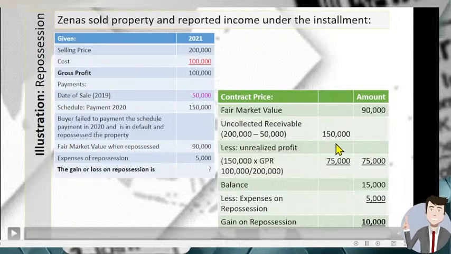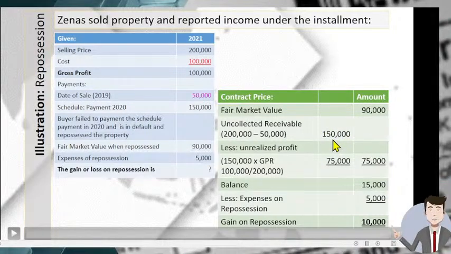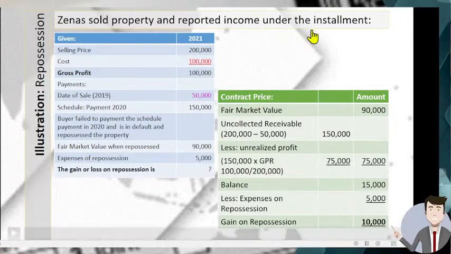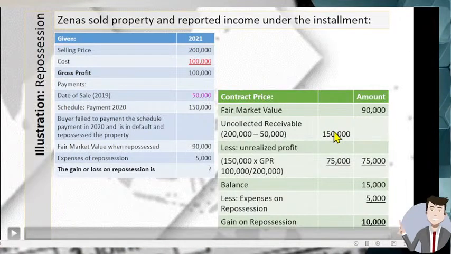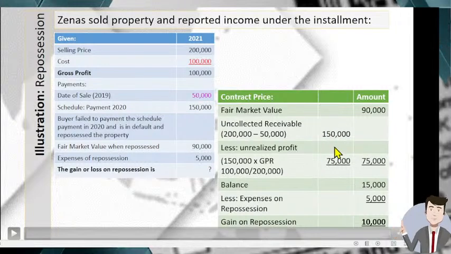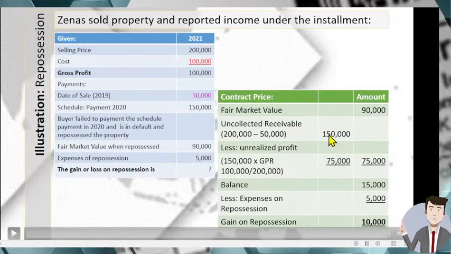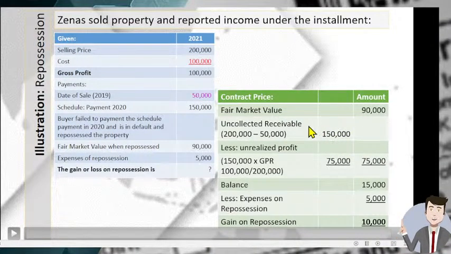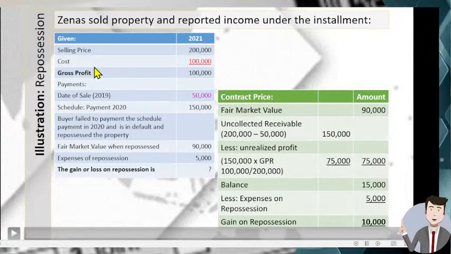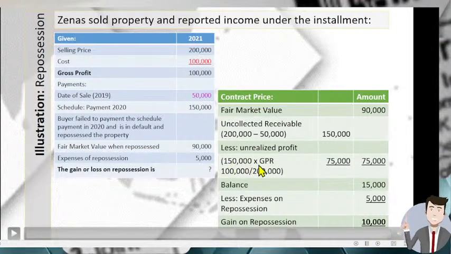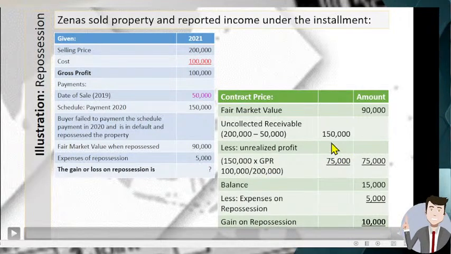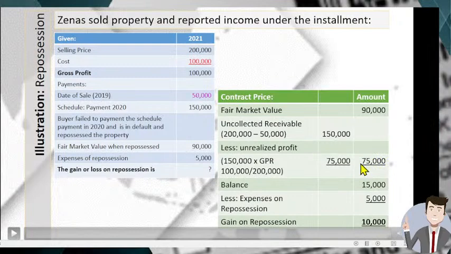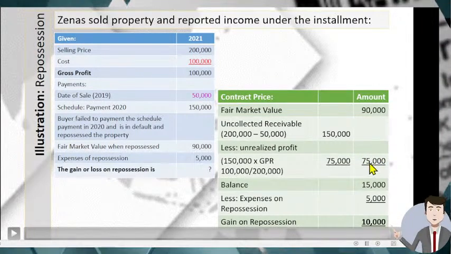The uncollected receivable of 150,000 is composed of the cost and the supposed gross profit. But this amount cannot be collected anymore because the buyer is already in default. Remember? So that's why we have to remove the profit factor from the amount of 150,000, because there is no longer any profit on it. To remove the profit, we use the gross profit rate, which is 50%. So 150,000 multiplied by 100,000 divided by the 200,000 selling price, the unrealized profit is 75,000. 150,000 minus the unrealized profit of 75,000 results in the actual cost of our receivable. So that is 75,000.